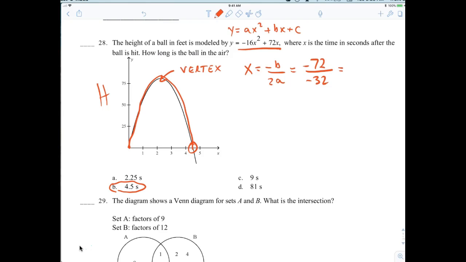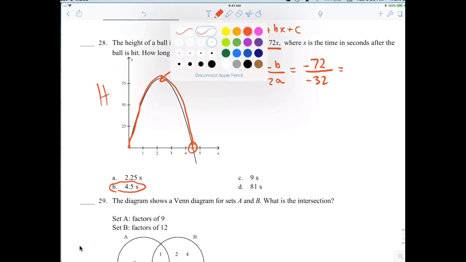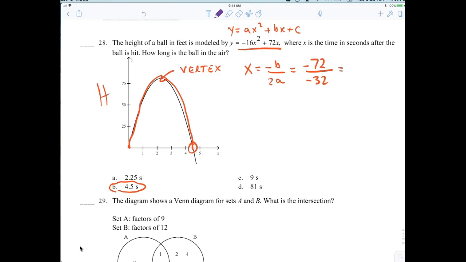So that would be considered the axis of symmetry. If you recall, the axis of symmetry is the mirror image from the vertex. The axis of symmetry always contains the vertex. So if the axis of symmetry contains the vertex, how do I figure out what the vertex is? You take this negative 72 over 32, and if we reduce it, what does that reduce down to?